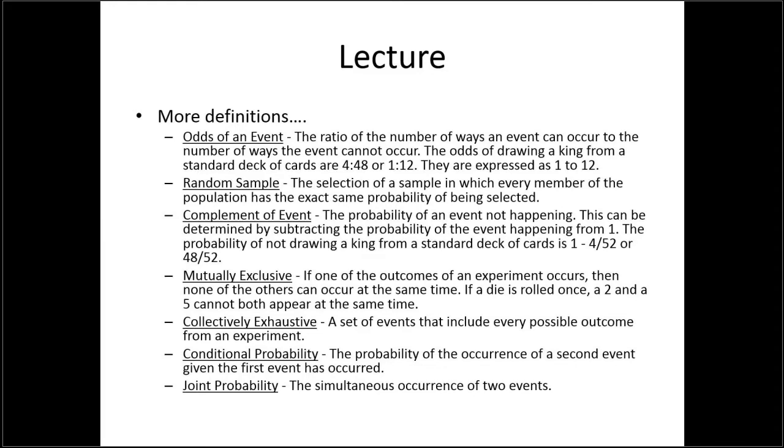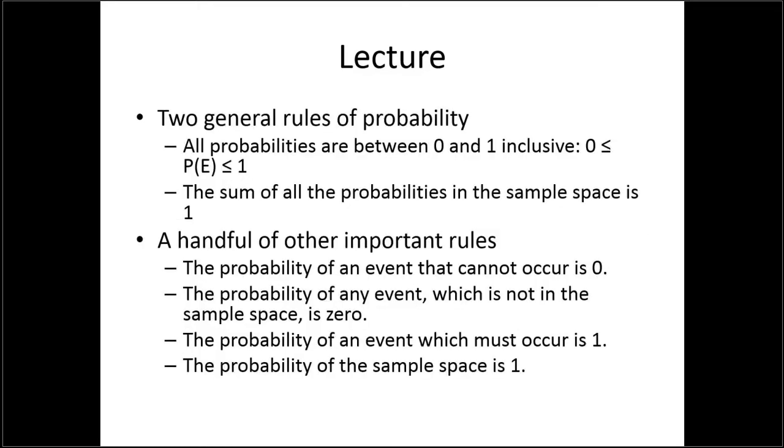Conditional probabilities are when the probability of one event is dependent in some way on the probability of the other event. It's a measure of that. And joint probability is, as would make sense from the definition, the simultaneous occurrence of two events. Okay, so enough with the definitions. Let's get to some actual numbers here.